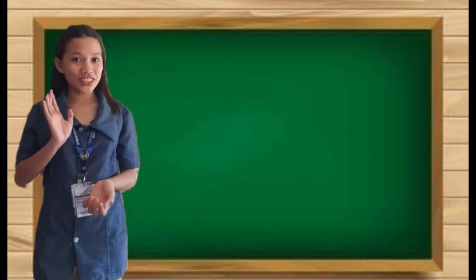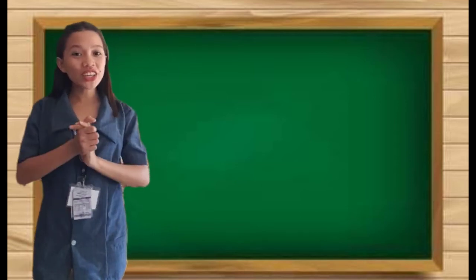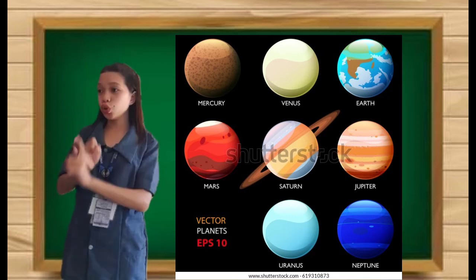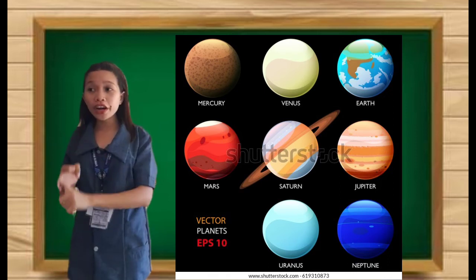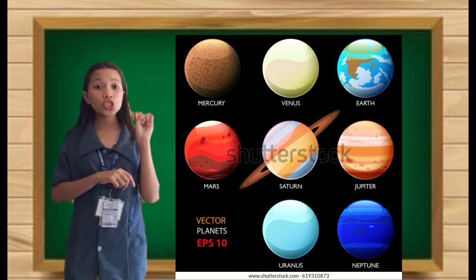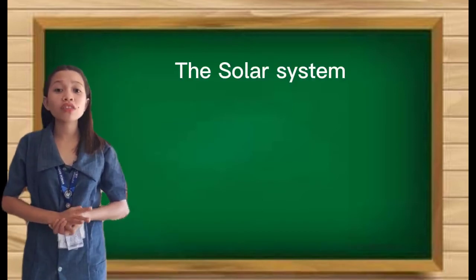So, the last question, who can answer? What are the names of the 8 planets? Yes, Aldrin! Very good! Nakinig talaga kayo class, no? So, the 8 planets are Mercury, Venus, Earth, Mars, Jupiter, Saturn, Uranus, and Neptune. Our topic for today is all about the solar system.